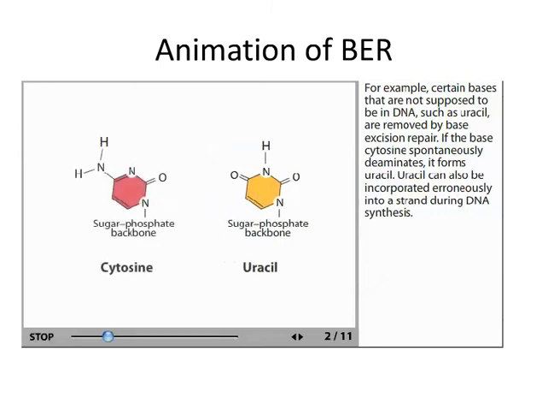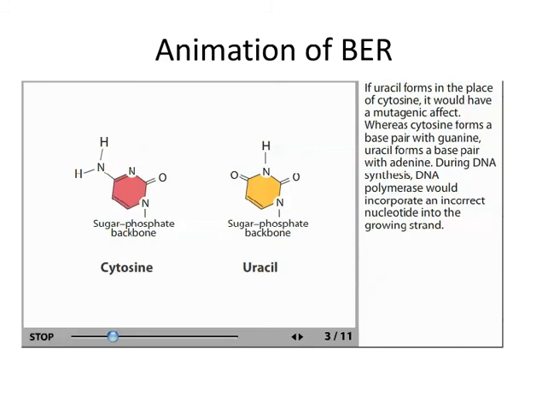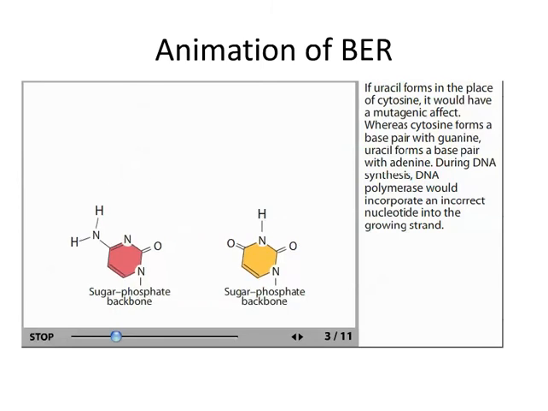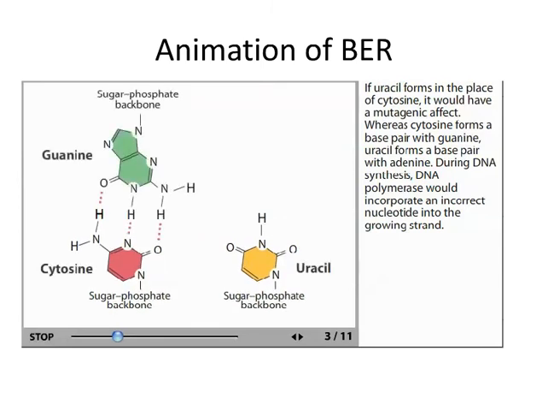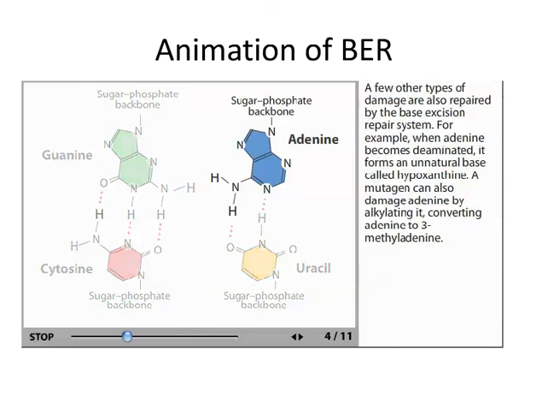Uracil can also be incorporated erroneously into a strand during DNA synthesis. If uracil forms in the place of cytosine, it would have a mutagenic effect. Whereas cytosine forms a base pair with guanine, uracil forms a base pair with adenine. During DNA synthesis, DNA polymerase would incorporate an incorrect nucleotide into the growing strand.